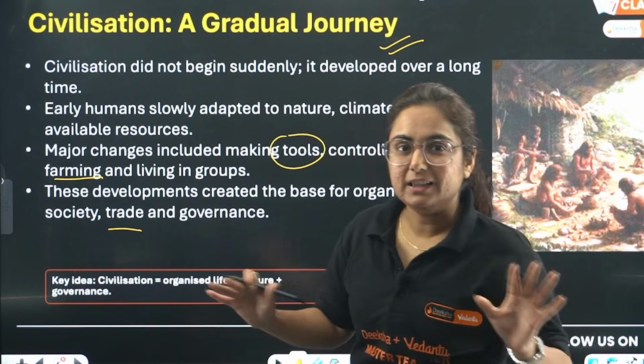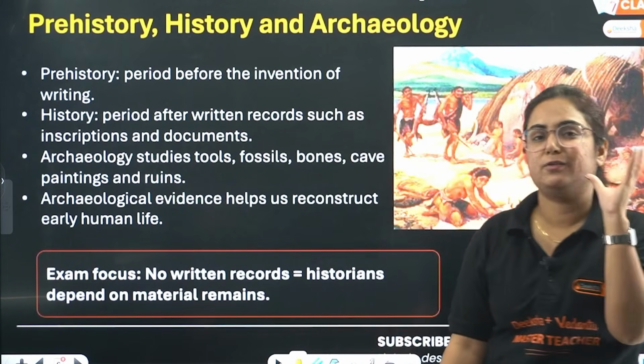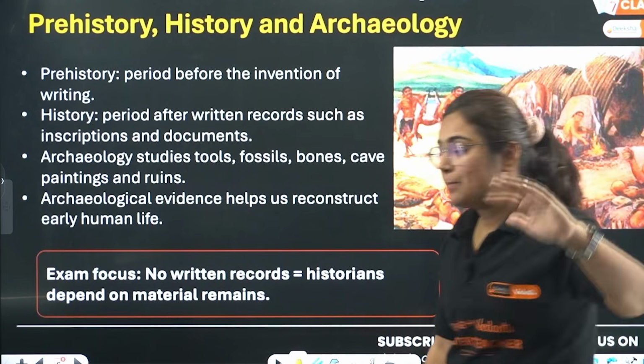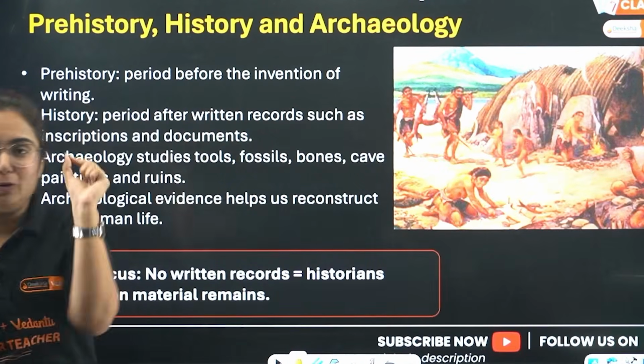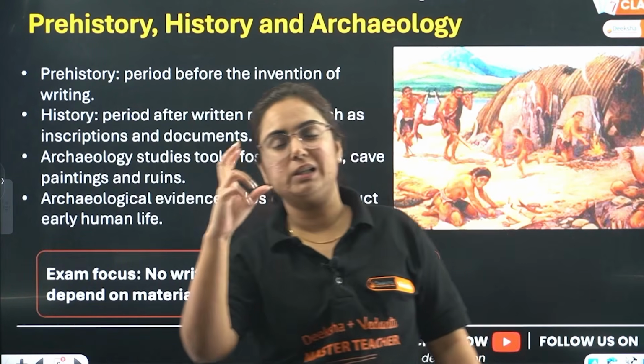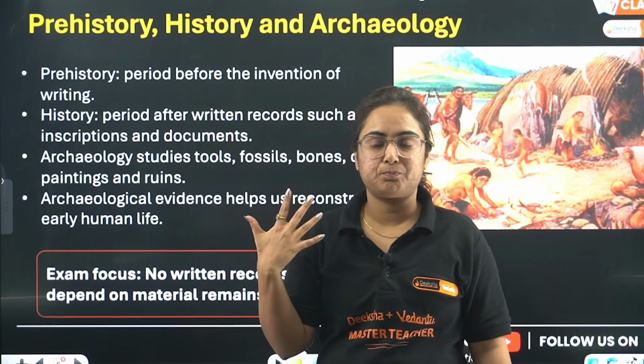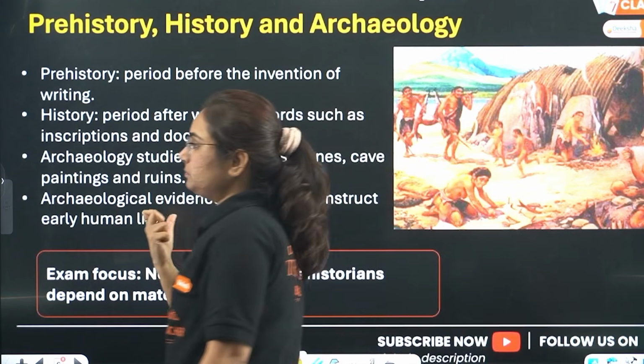Okay, so I think this starting is pretty enough to make you understand what civilization is. Coming back to the topic where we started, the definition of history, and I told you, beta, history is not only the word history. We have prehistory, proto-history, etc. Now what happens, na beta?